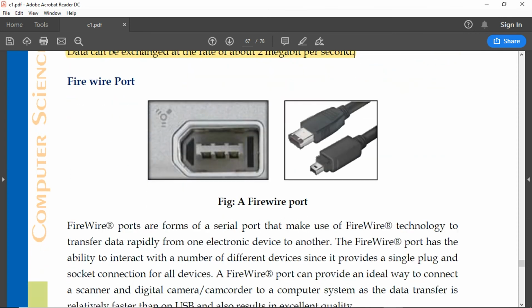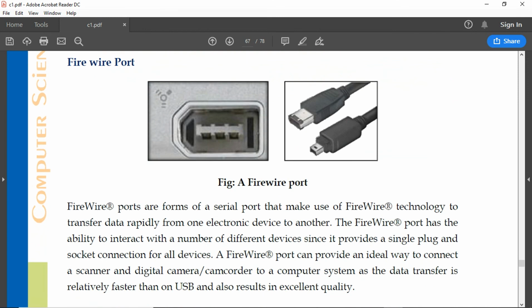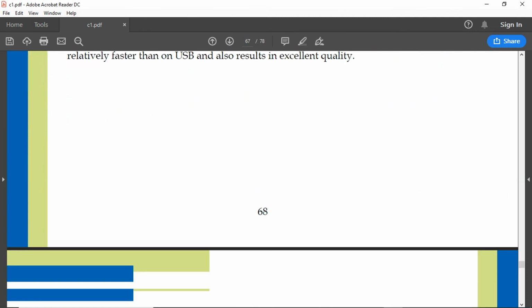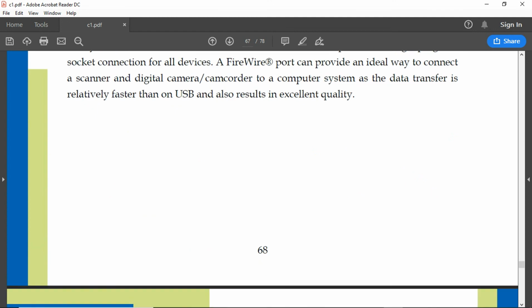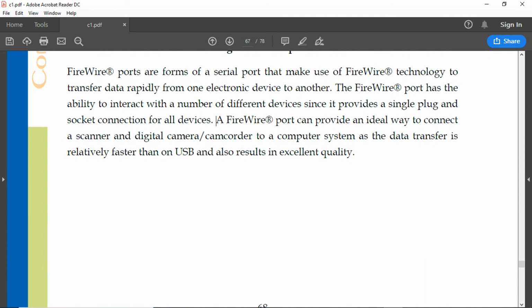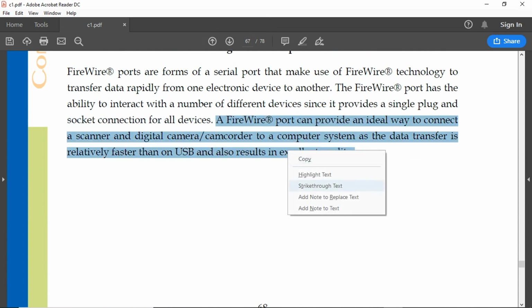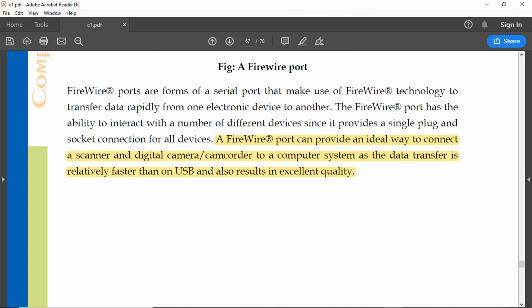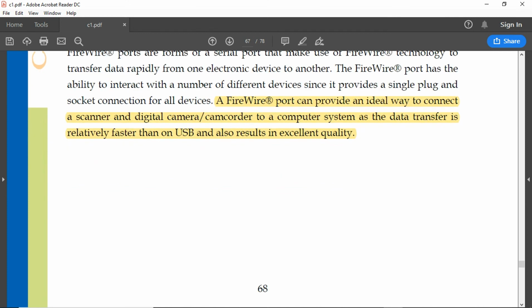Firewire port. Firewire ports are forms of a serial port that make use of Firewire technology to transfer data rapidly from one electronic device to another. The Firewire port has the ability to interact with a number of different devices since it provides a single plug and socket connection for all devices. A Firewire port can provide an ideal way to connect a scanner and digital camera/camcorder to a computer system, as the data transfer is relatively faster than on USB and also results in excellent quality.